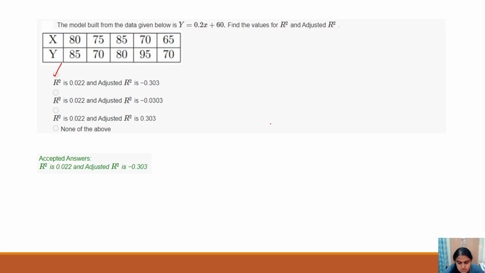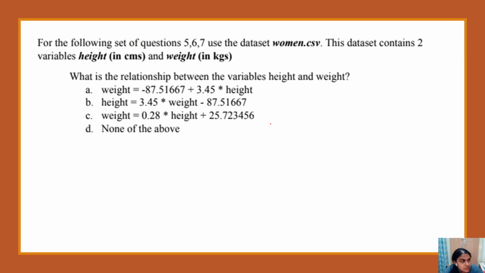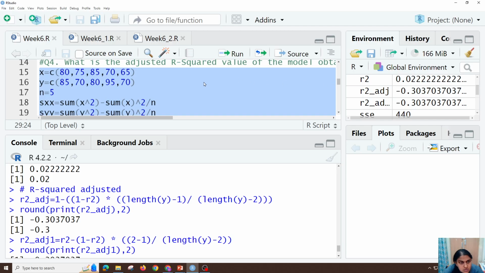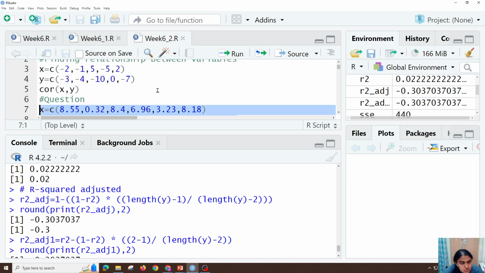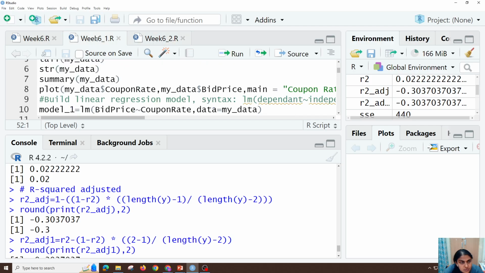So the next question will be, for the following set of questions 5, 6, 7, use the data set women.csv. This data set contains two variables, height in centimeters and weight in kgs. So what is the relationship between the variables height and weight? For this I will move on to a separate file.